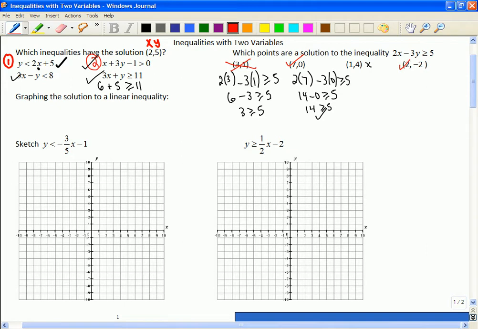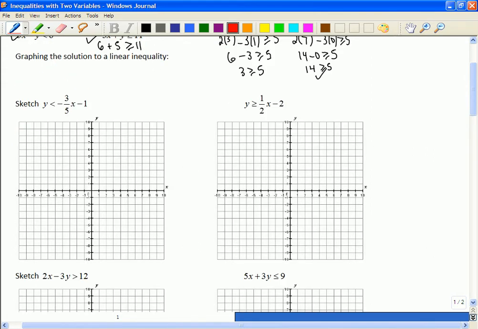Now, the thing is, though, we don't want to have to go through this all the time. So how do we show all the possible answers that we could do without having to list all these points out? That's what we're going to talk about today. So the way we can do that is with a sketch.